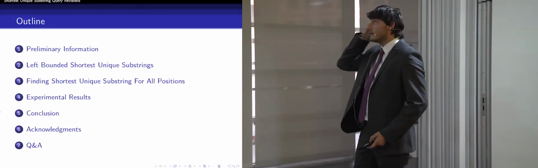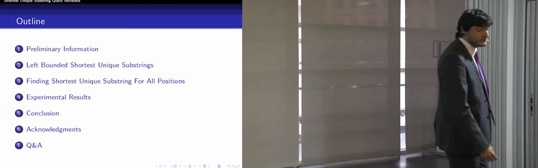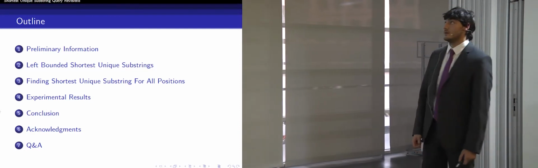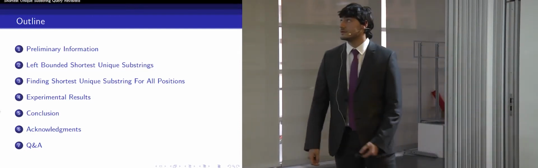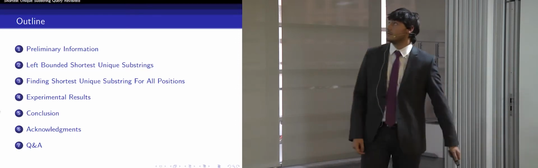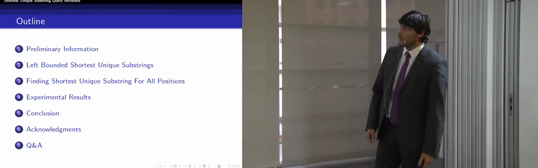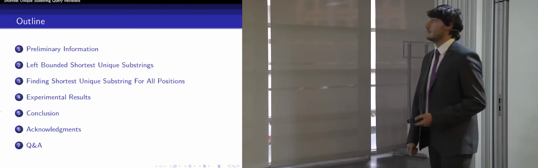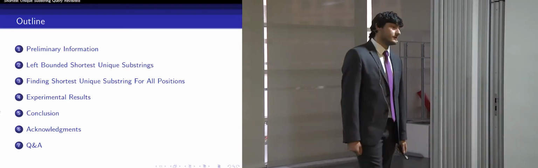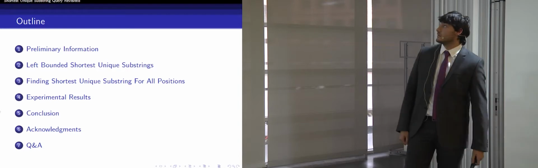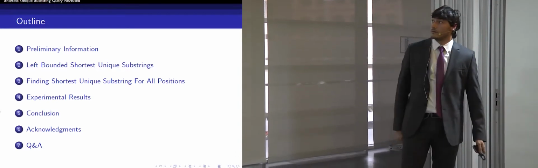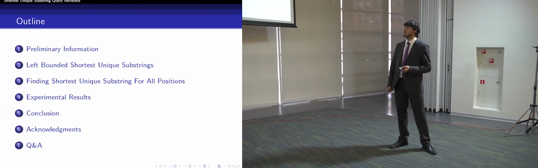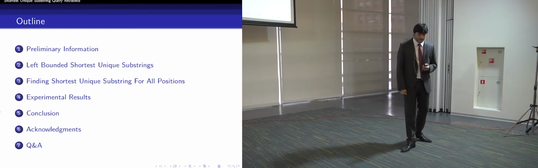The outline of my talk is: first I will define the problem, of course, and give preliminary information about the data structures we used in our algorithm. Then I will explain the cornerstone of our algorithms, which is left-bounded shortest unique substrings. After that, I will explain one of our 4 algorithms, which is finding the shortest unique substring for every position in the string, and the experimental results compared with the other algorithms which do the same work, conclusions, acknowledgements, and questions.